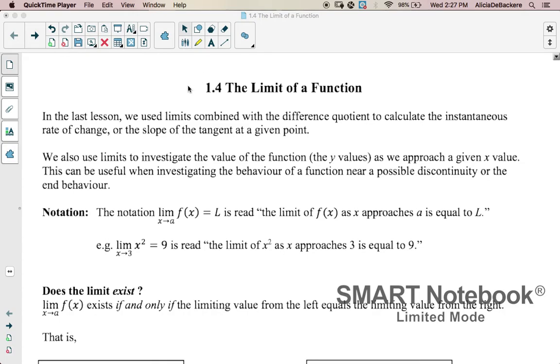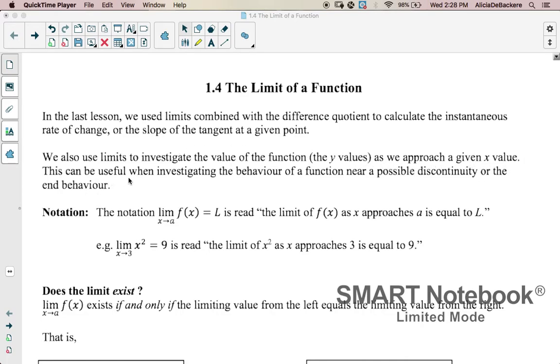Okay, welcome to lesson 1.4, the limit of a function. In the last lesson, we used limits combined with the difference quotient, and we were focusing on calculating the instantaneous rate of change or the slope of the tangent at a given point. In today's lesson, we're going to use limits to investigate the value of a function. That means like the y values of the function as we approach a given x value.